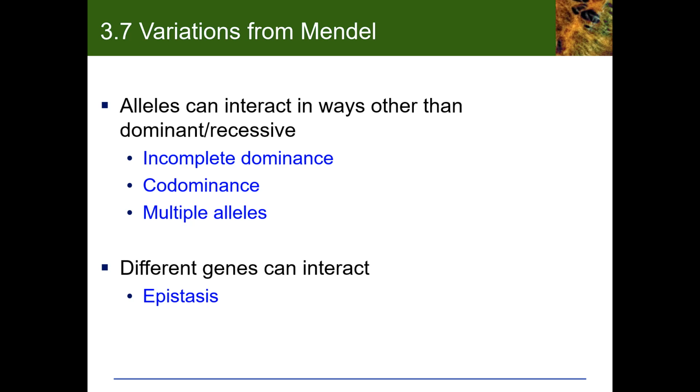And variations from Mendel. There's a couple last things to talk about here in this chapter. Alleles can interact in ways other than dominant recessive. They could be incomplete dominant, codominant, or have multiple alleles. And different genes can interact in different ways via a state known as epistasis. I guess that's probably the best way to put it.